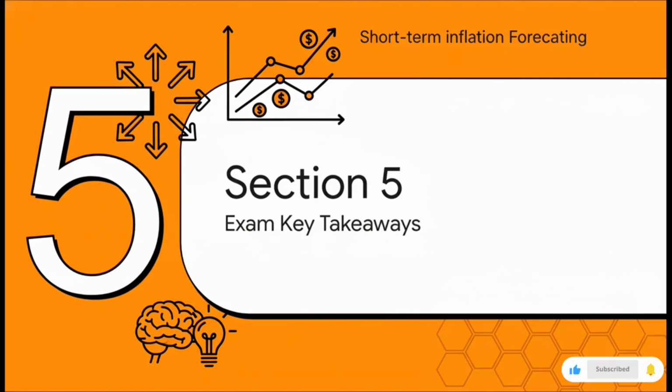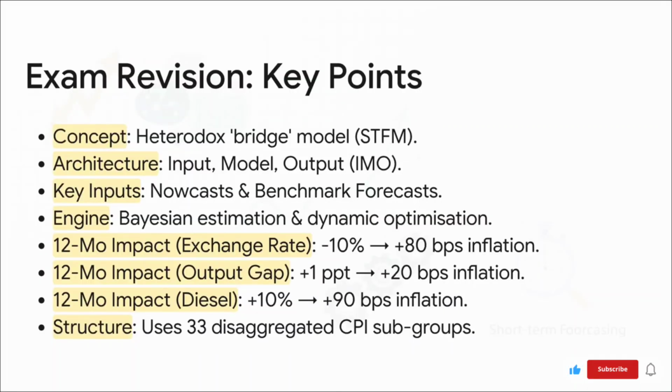Okay, let's get to the most important part for your preparation. We're going to consolidate everything we've just talked about into one single comprehensive summary. So, listen up. Here are the crucial points. First, the core concept. It's a heterodox model that acts as a bridge. Second, the architecture. Remember the mnemonic IMO, input, model, output. Third, the key inputs. You have to know the difference between nowcasts, which are our starting point, and benchmark forecasts, which are our destination.